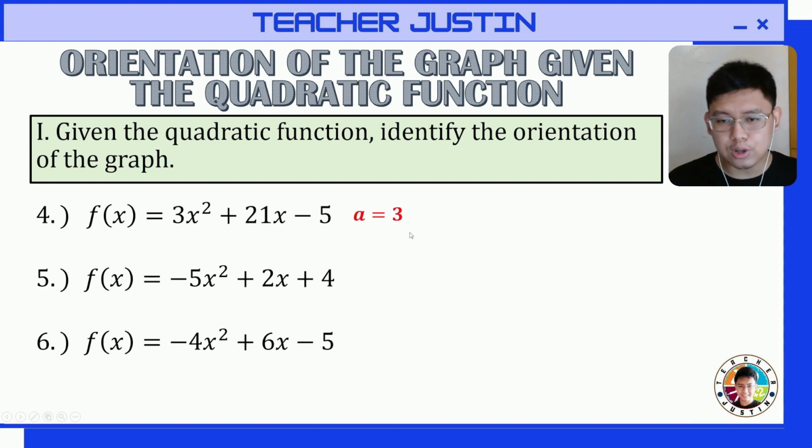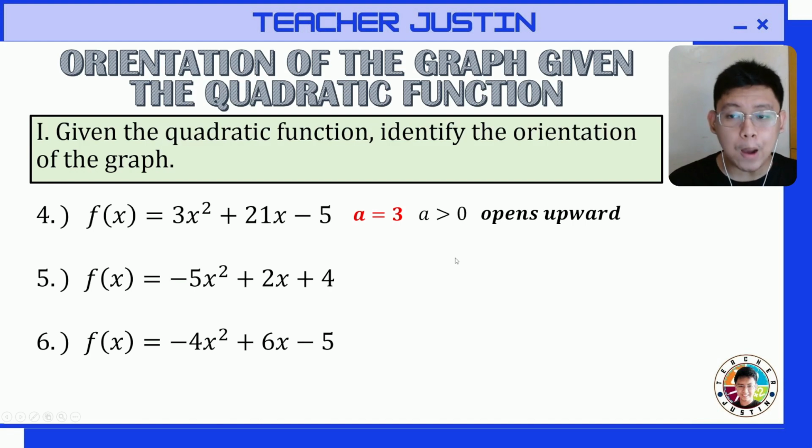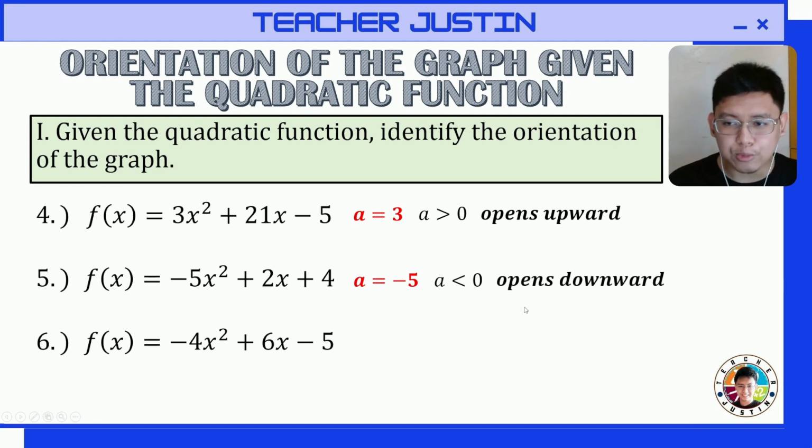Now, let's compare it to 0. Since A is positive, it will be greater than 0. So, expect natin that our parabola opens upward. Now, punta naman tayo sa ating next item. We get the value of A, that is negative 5. We compare it to 0. Since negative siya, it is less than 0. Therefore, we will have a parabola that opens downward.